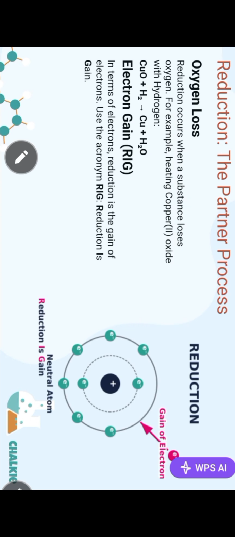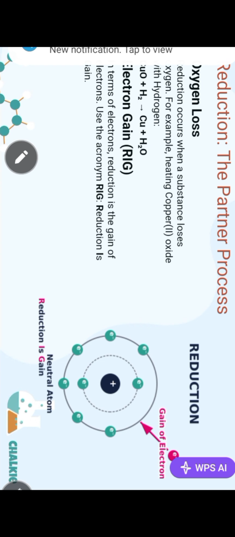Now, reduction and the partner process. We just talked about oxidation. So oxidation and reduction are partner processes. Oxidation cannot take place without reduction. So if oxidation is taking place, then reduction must also be taking place. So now, reduction is the removal of oxygen. So can we say reduction occurs when a substance loses oxygen?